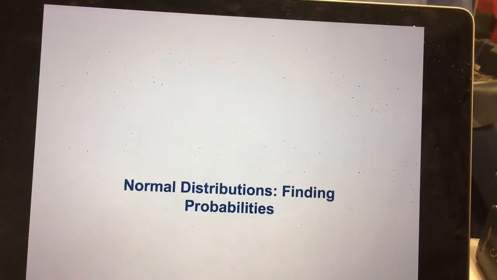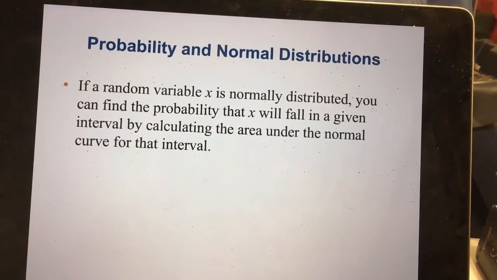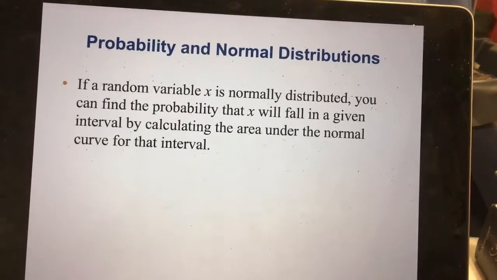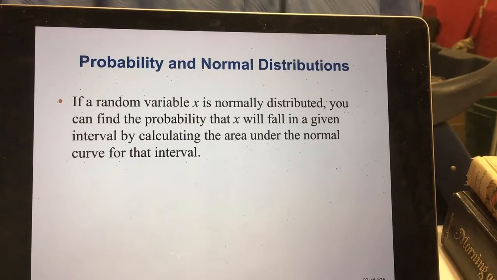Now we're working on finding probabilities. And remember, finding probabilities and finding the area is exactly the same thing. We should be able to do this from several different directions. So, probability and normal distributions: if a random variable x is normally distributed, you can find the probability that x will fall in a given interval by calculating the area under the normal curve for that interval. Here they're talking about probability and area being synonymous when you're talking about the curve.